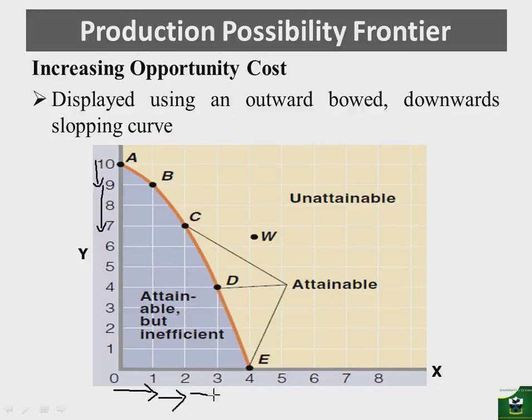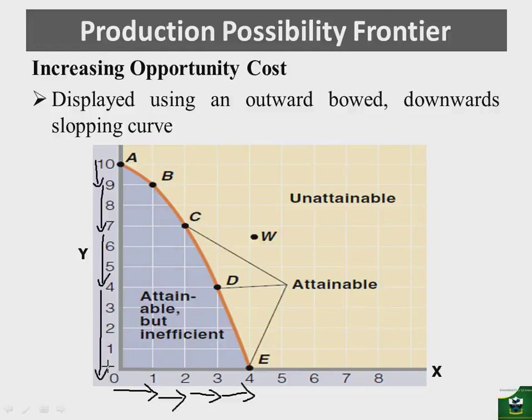To produce another unit of X, maybe from 2 to 3, you will notice that this time around, you are giving up 3 units of Y. And to produce a 4th unit of X, you give up 4 units of Y. Therefore, the opportunity cost is increasing.